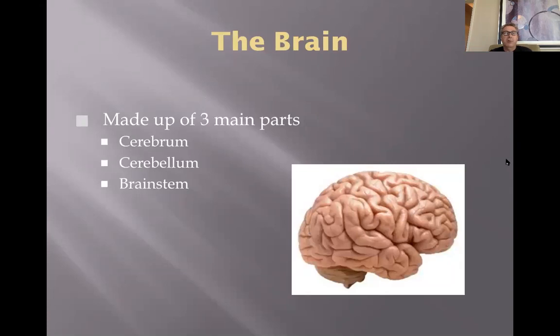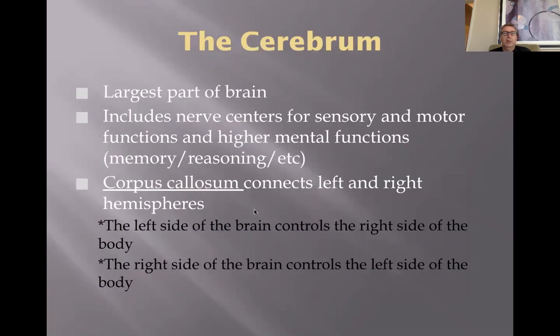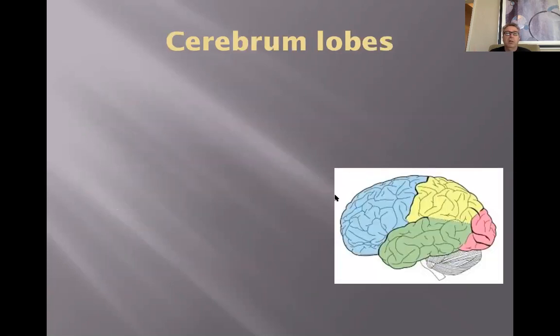We have the cerebrum, the cerebellum, and the brainstem. We'll divide those into the three main parts. The cerebrum is the largest part of the brain. It includes the nerve centers for the sensory and motor functions, and the higher mental functions such as memory and reasoning. The corpus callosum connects the left and the right brain. So the left side of the brain controls the right side, and the right side controls the left side of the body. So that would be in the center of the brain.